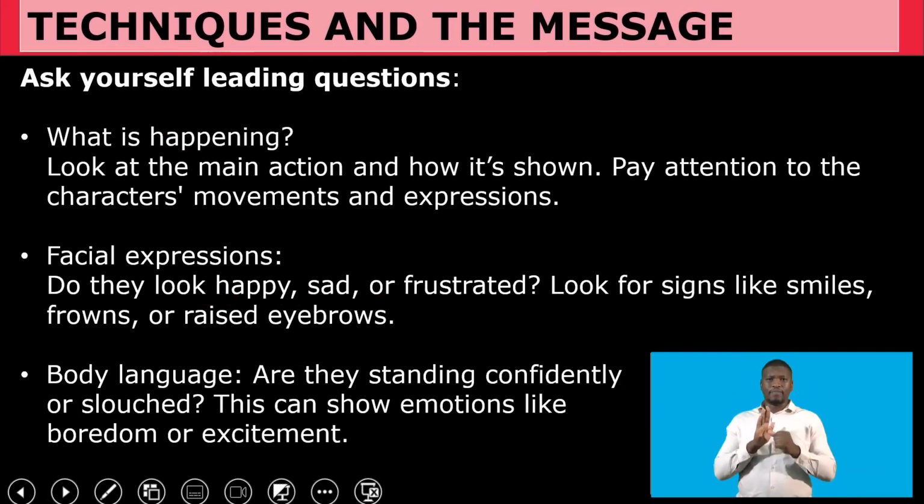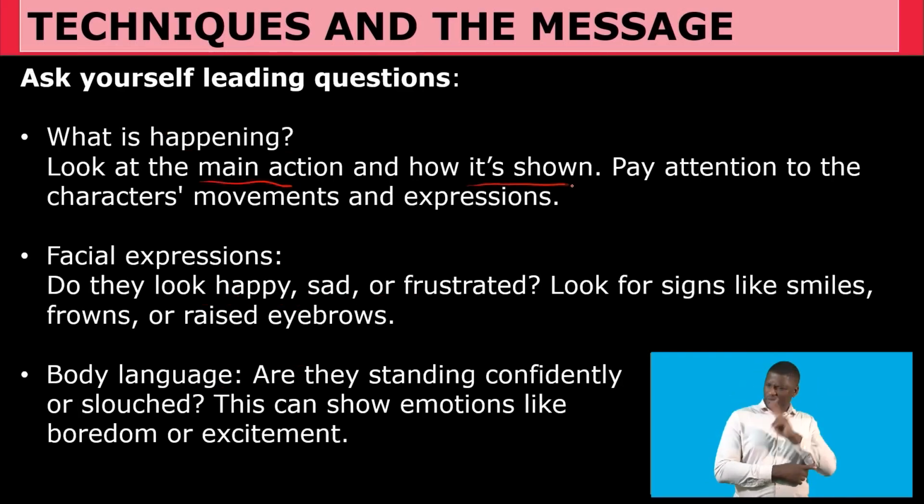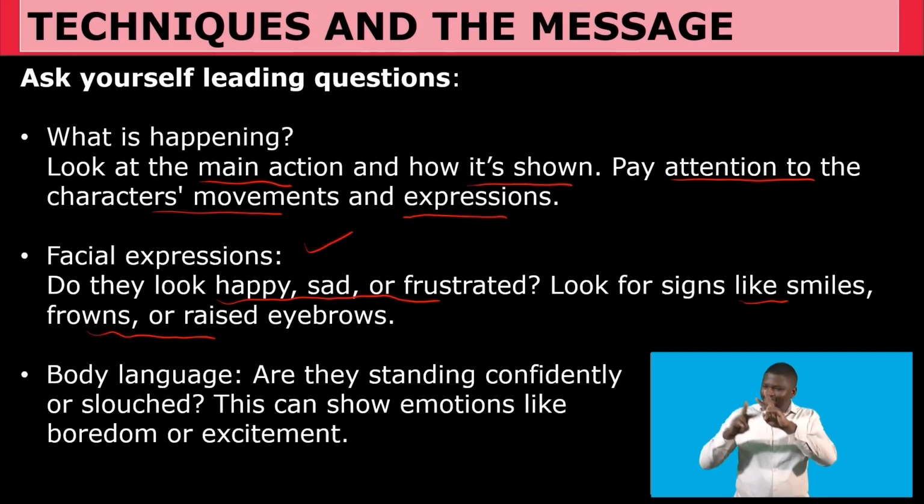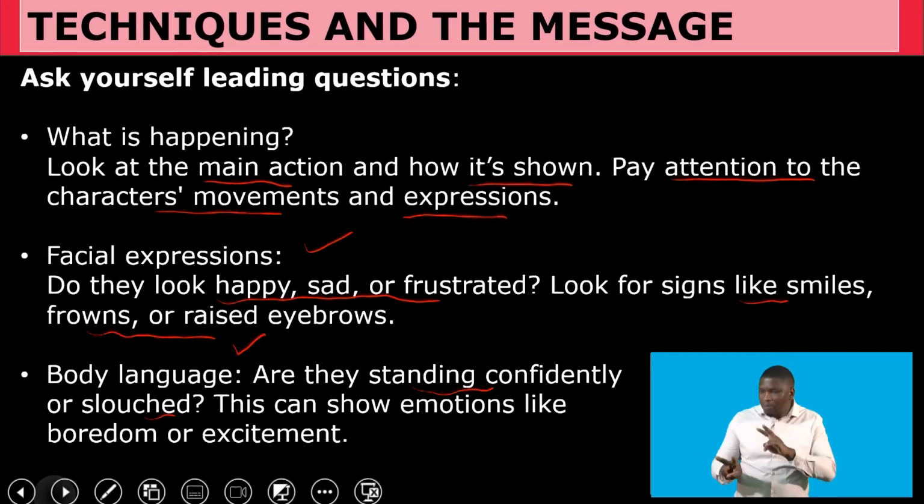What is happening? Look at the main action and how it is shown. Pay attention to the characters' movements and their expressions. Focus on facial expressions. Do they look happy, sad, or frustrated? Look for signs like smiles, frowns, or raised eyebrows. Always look at the body language. Are they standing confidently or slouched? This can show emotions like boredom or excitement.